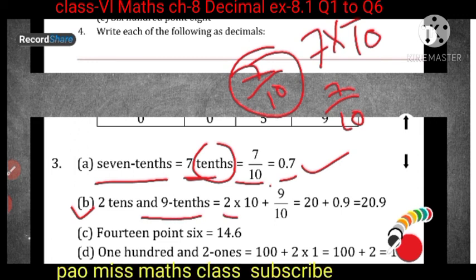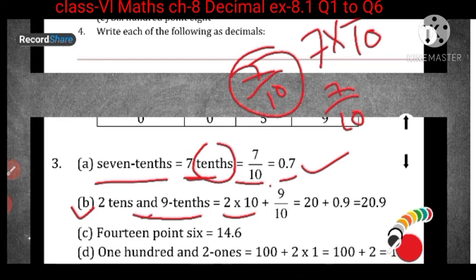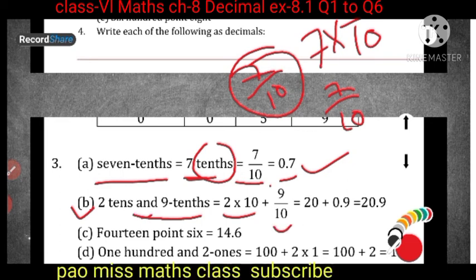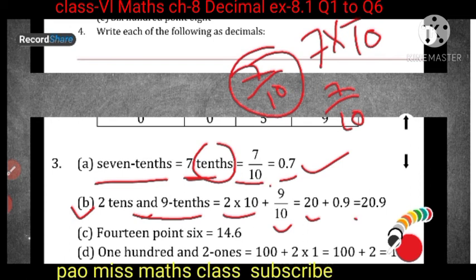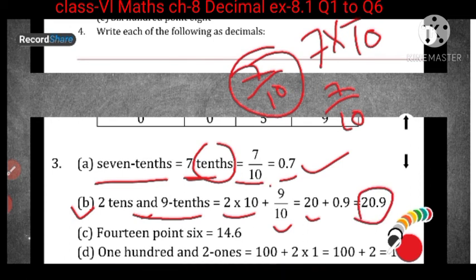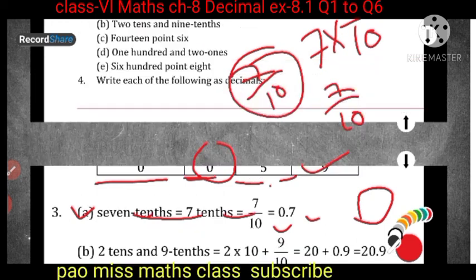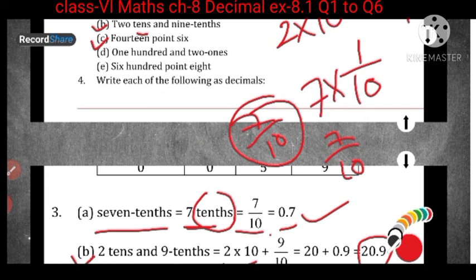So 2 tens means 2 into 10, isn't it? 2 into 10 plus, and 9 tenth means 9 upon 10. Okay, 9 upon 10. Now 2 into 10 is how much? 20, isn't it? Now 20 plus 9 tenth will be what? 0.9. So if you will plus, you will get how much? 20.9, isn't it? 20.9.